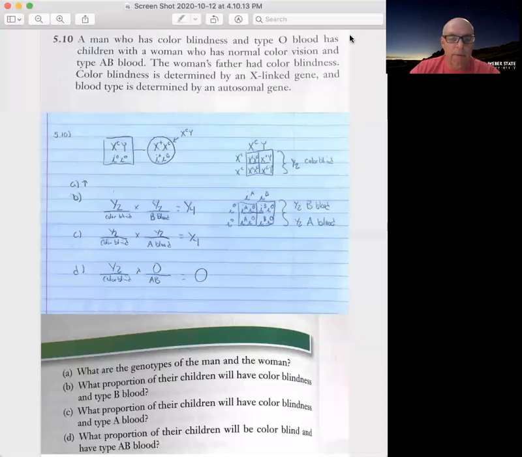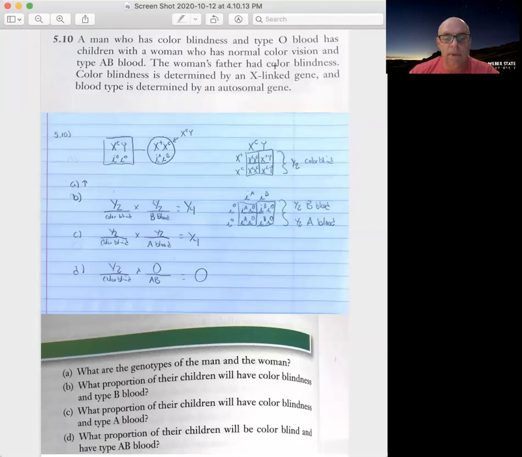Okay, let's do problem 510. A man who has color blindness and type O blood has children with a woman that has normal color vision and type AB blood. The woman's father had color blindness. Color blindness is determined by an X-linked gene, and blood type is determined by an autosomal gene. Okay, so we have two genes, two conditions. They would assort independently because they're on different chromosomes.